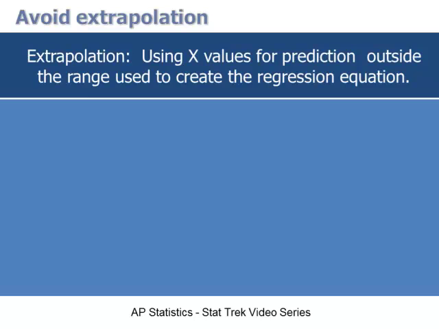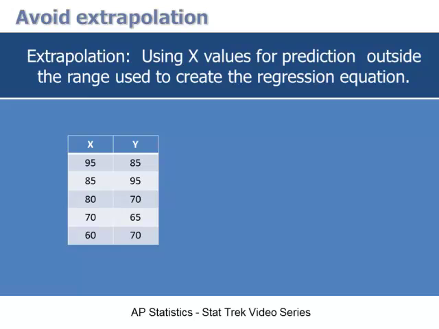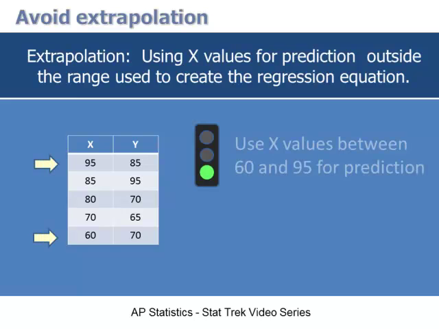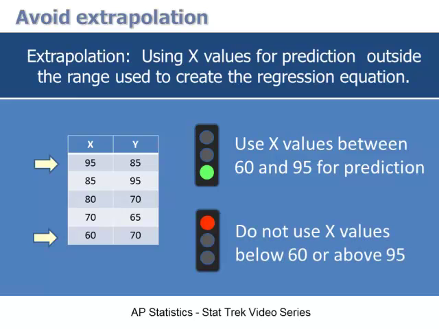When you use a regression equation for prediction, do not use values for the independent variable that are outside the range of values used to create the equation. This is called extrapolation, and it should be avoided. For example, here are the x and y values that we used in this example to create a regression equation. The x values range from 60 to 95. Therefore, we can use the x values between 60 and 95 in our regression equation to predict y scores. However, we should not use values outside that range, less than 60 or greater than 95.